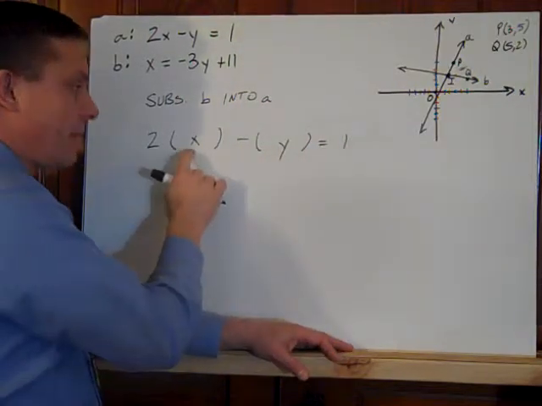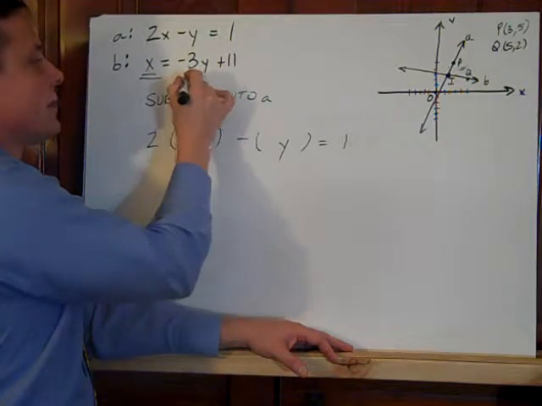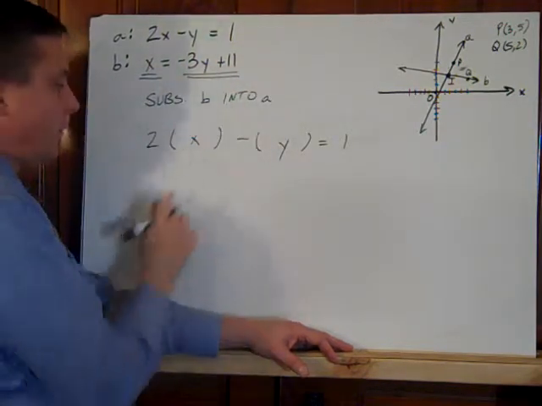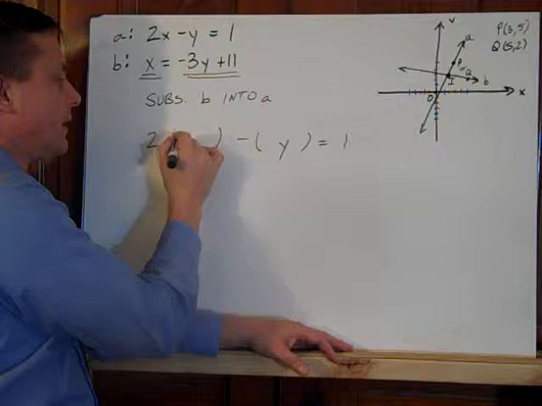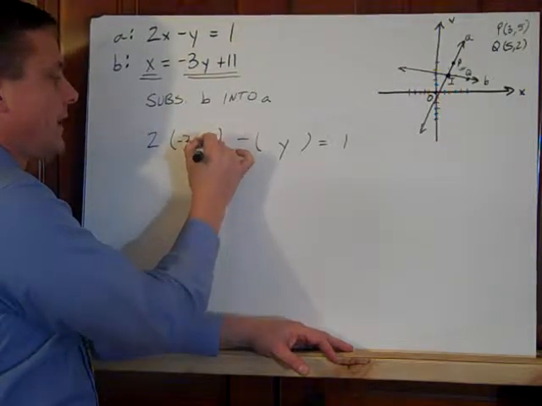I'm going to say, hey, I have x, I have y. What can I get rid of? Well, up here, x is exactly the same as that stuff. So I'm going to replace x with minus 3y plus 11.